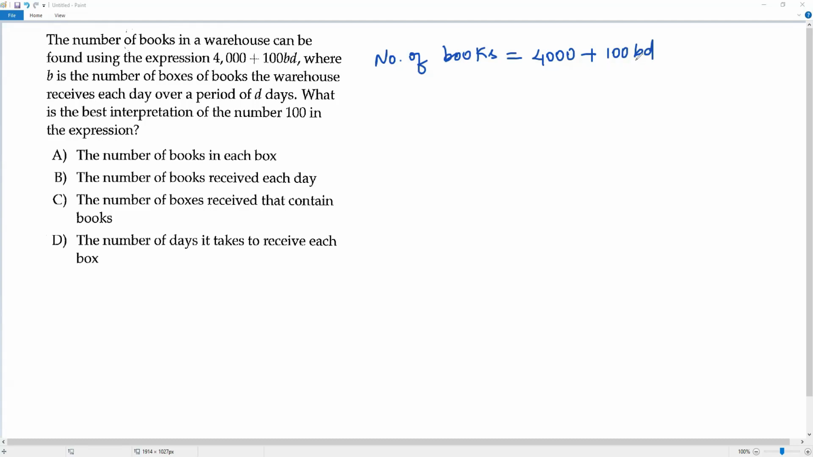Okay, so first let's understand what B is, what D is, and what B times D stands for. B stands for the number of boxes of books the warehouse receives each day. If I take B equal to 2, what does this number 2 represent? The number of boxes each day. That means this 2 stands for the warehouse receiving 2 boxes of books each day.